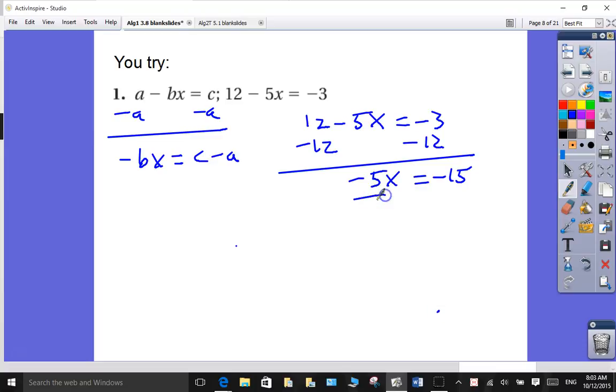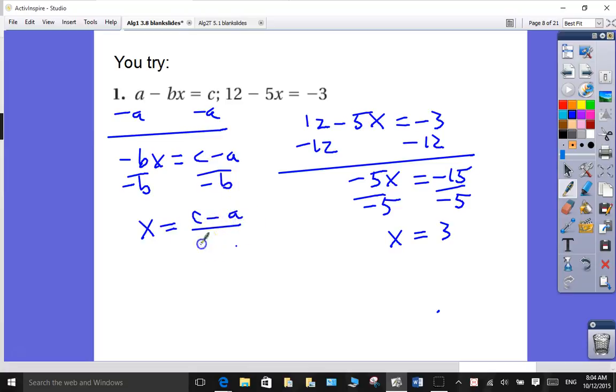Then on the right, what would I do next? Divide by -5, and x equals 3. Here I divide by -b. x equals c minus a divided by -b. Sometimes my b's look like 6, but that's probably not the way you would see that in the book. They would do something to get rid of the minus.